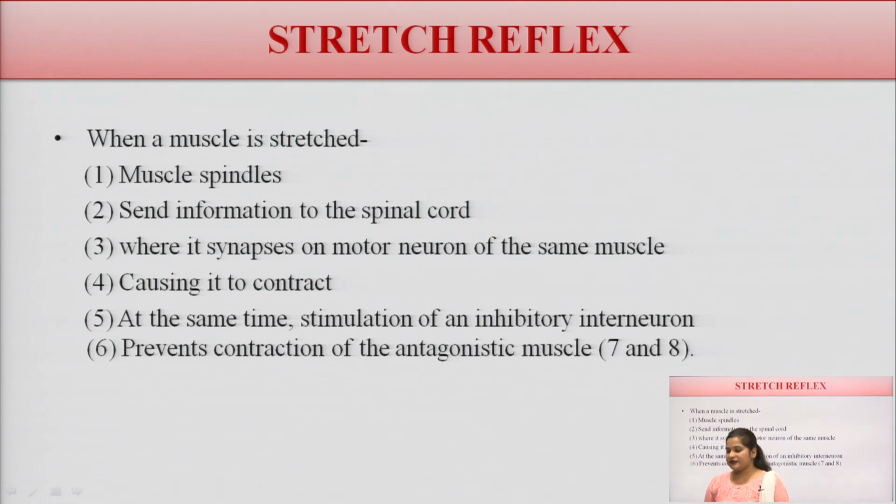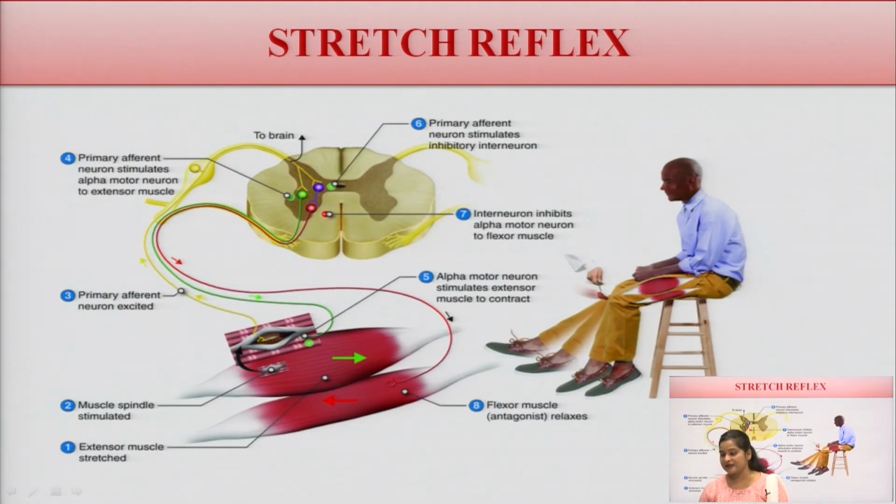Now, stretch reflexes involve the spindle fibers, which send information to the spinal cord, where the synapse is on the motor neuron, which synapses on the muscle, causing it to contract. At the same time, it stimulates the interneuron and prevents contraction of the antagonist muscles.